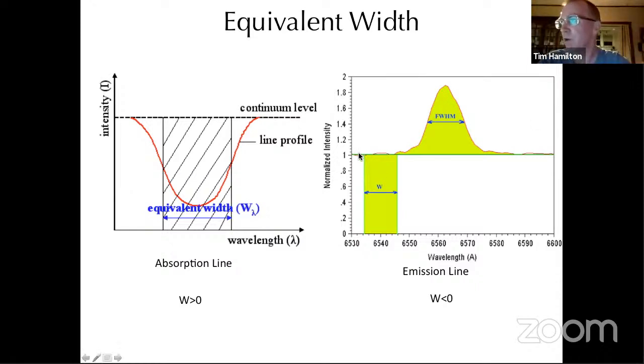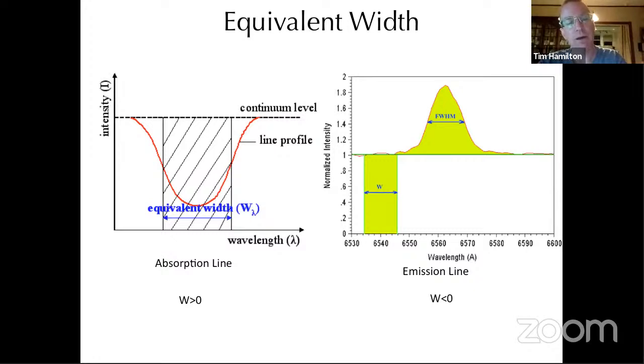So again, we go from the continuum level, which is 1 here, all the way down to 0. In this case, the equivalent width for our emission line will be negative because the actual line goes up and the equivalent rectangle goes down. They have opposite signs. Now, this has been drawn in there. I didn't draw this myself, but it's useful to see. A little caveat here, something to pay attention to.